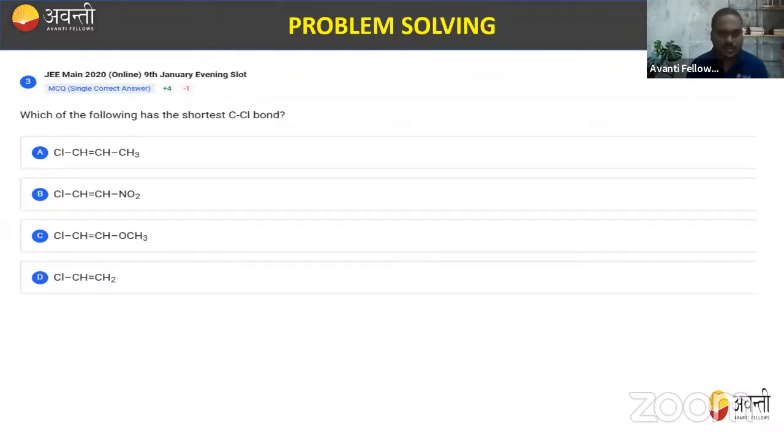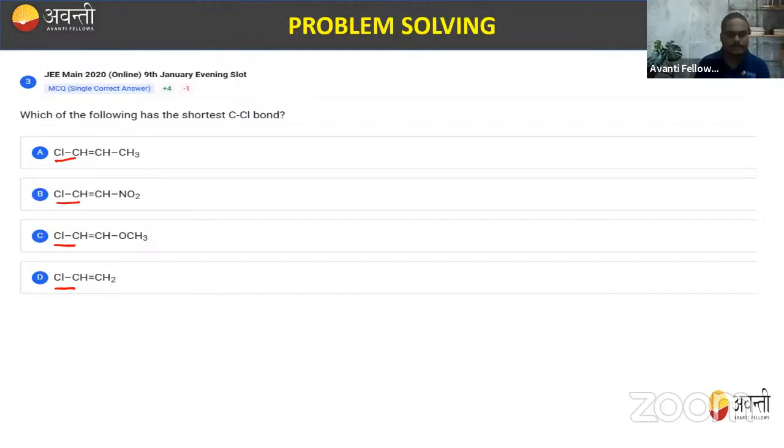Move to the next question. This question has also come in 2020. Which of the following has the shortest C-Cl bond? Out of the following you have to identify which has the shortest C-Cl bond. Here we have a carbon chloride bond, here also carbon chloride, carbon chloride, carbon chloride. Tell me, in which will the shortest carbon chloride bond be? Quickly.